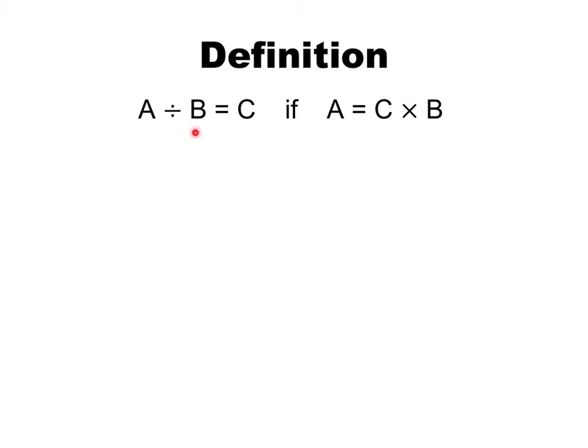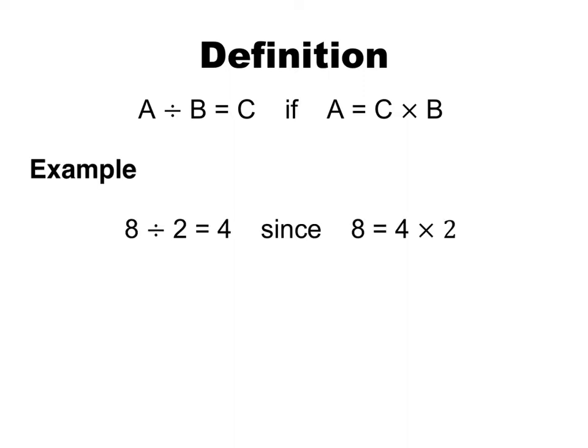So a division problem looks like this. A number divided by another number equals a third number. So A divided by B equals C means the same as A equals C times B. We can think of division as like the opposite of multiplication, and this right here is just a formal way of stating what we mean by division as the opposite of multiplication.